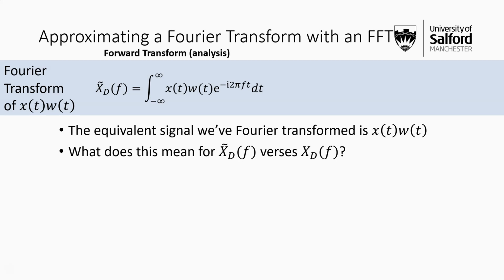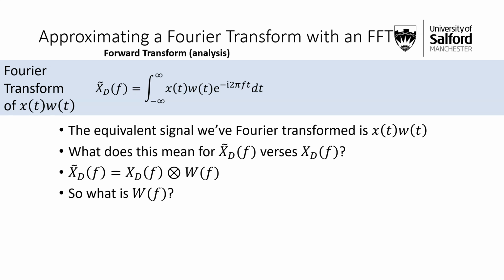So let's just go back to our previous slide where we were up to. What does that mean for X_D, little tilde, the windowed version, versus the spectra without the window in? Well, the version with the window, with the tilde, is going to be the version without the window in, convolved, smudged with the spectra of the window. So what is the spectra of the window?